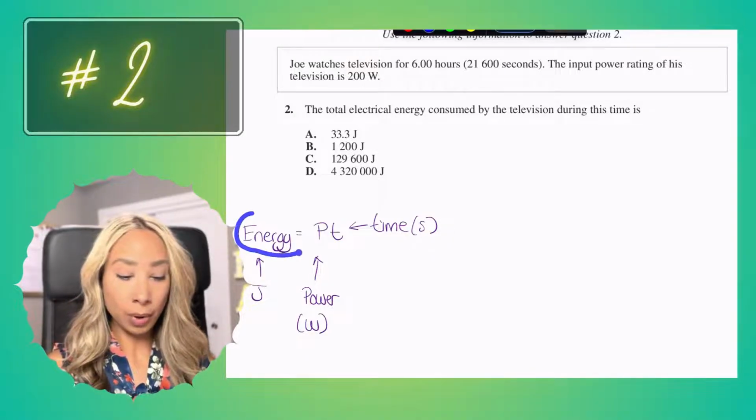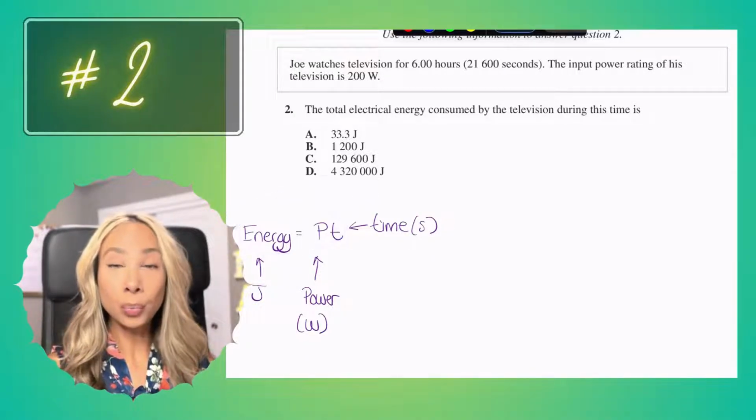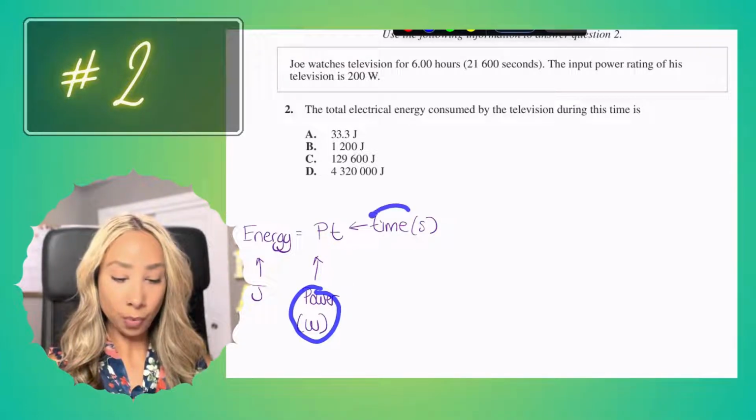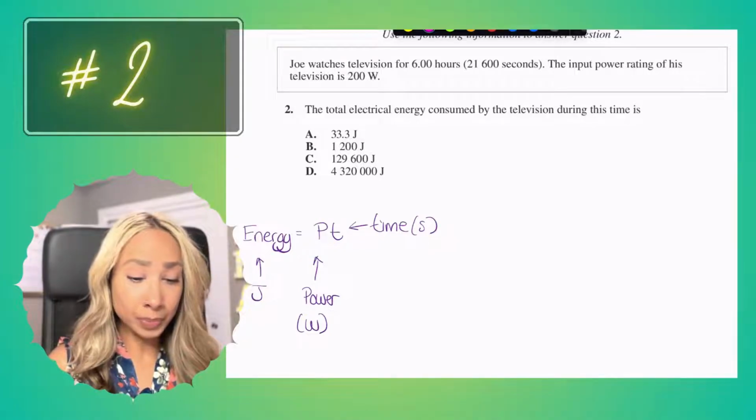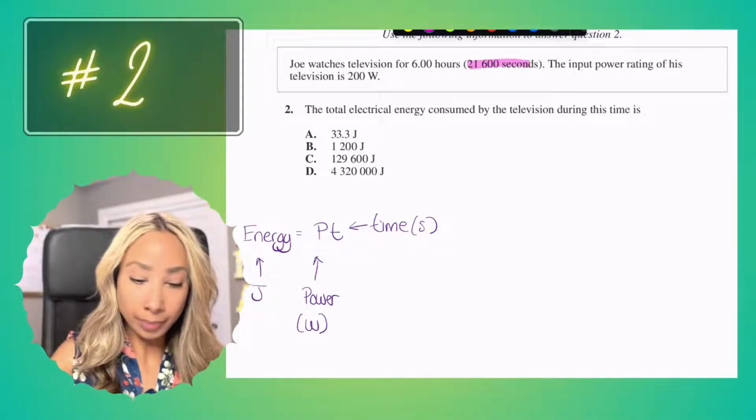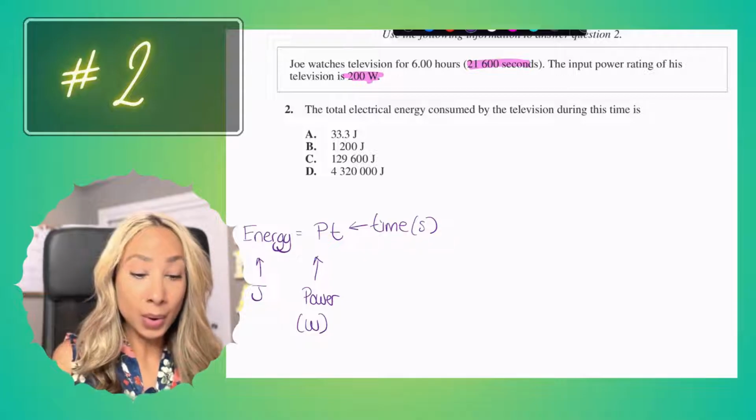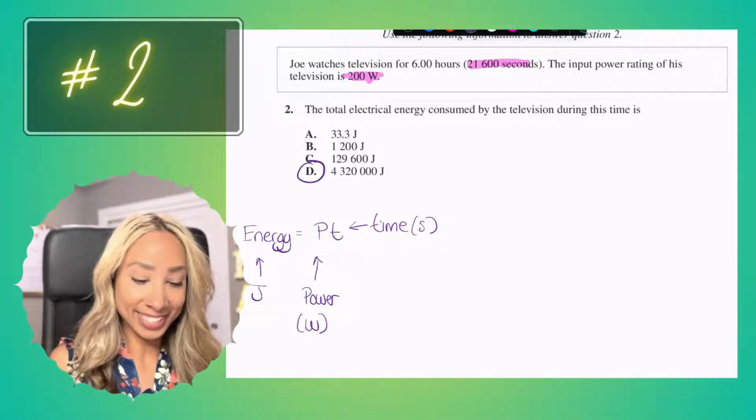So what I did is I wrote out our formula here. We know energy is equal to the power in watts times the time in seconds. So that means what we need to do is multiply these two numbers together. When I do that, I'm going to get my answer as D.